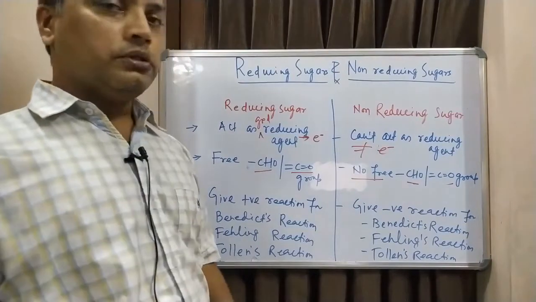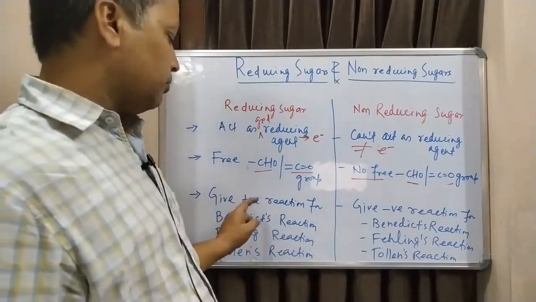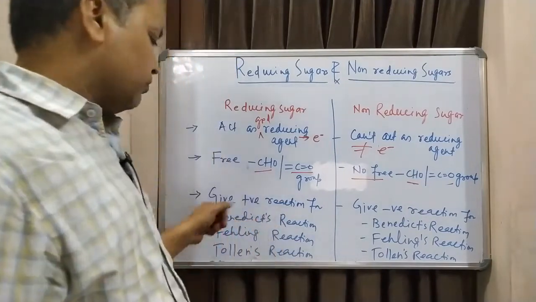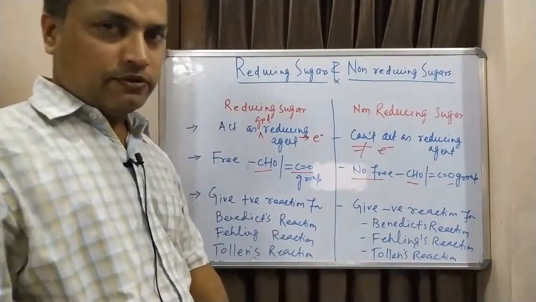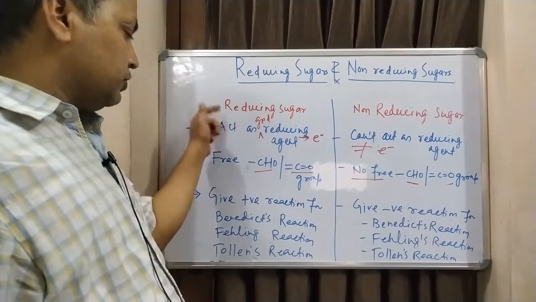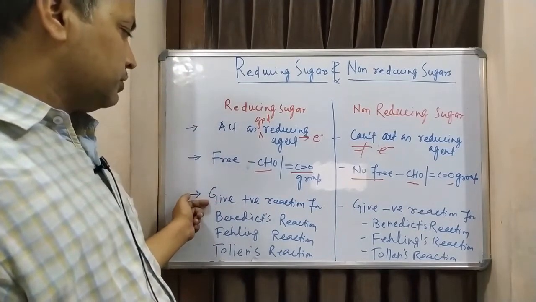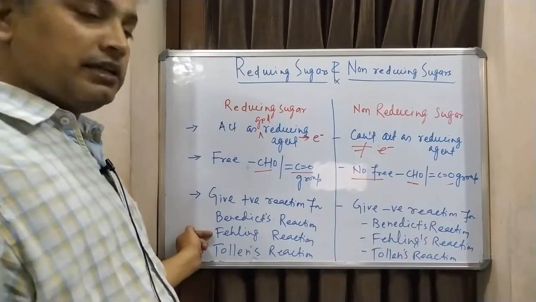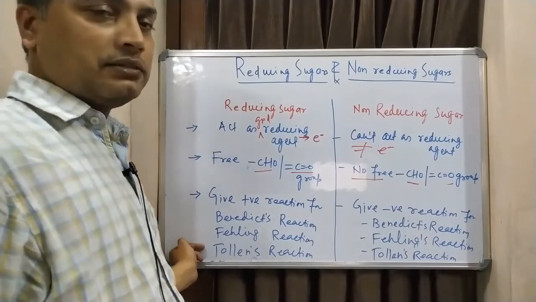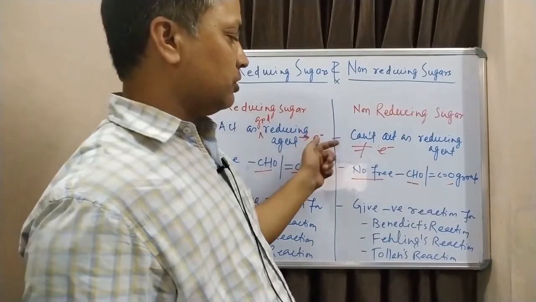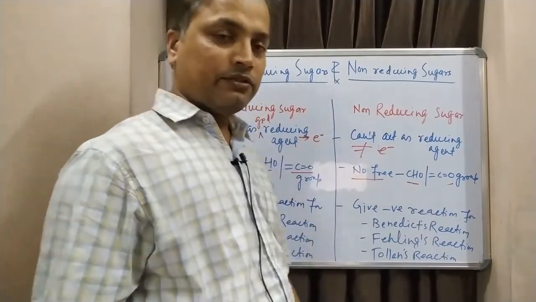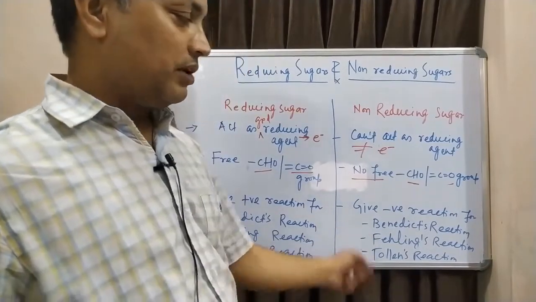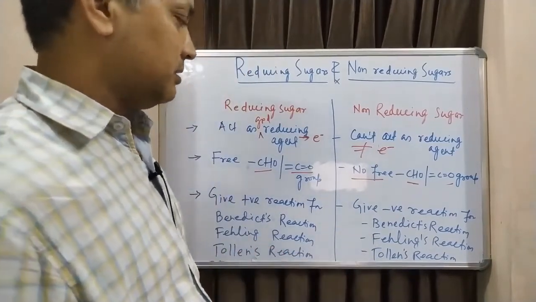All the reducing sugars normally give positive reactions for various biochemical tests, which we will see in further lectures. Reducing sugars will give a positive reaction for the Benedict test, Fehling's reaction and the Tollens reaction, whereas non-reducing sugars will give a negative result for all three tests: Benedict's reaction, Fehling's reaction and Tollens reaction.